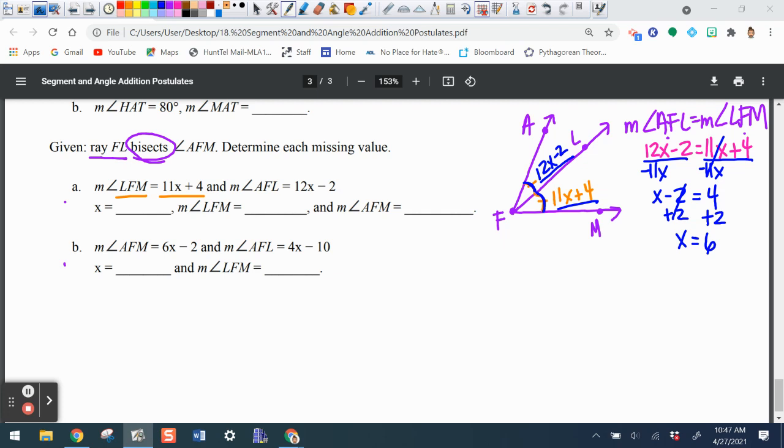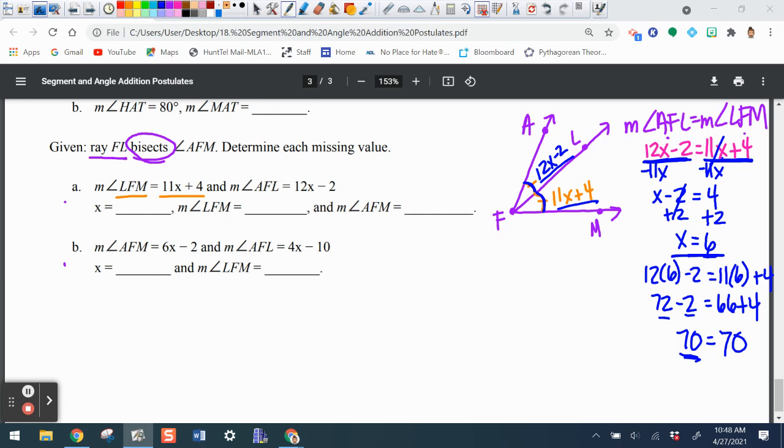Now, just to demonstrate my point, when we plug in 6 for x on this left side, 12 times 6 minus 2, and plug in 6 for this side, 11 times 6 plus 4. Well, 12 times 6 is 72. 11 times 6 is 66. 72 take away 2 is 70. And 66 plus 4 is 70. So that's what we're doing here. We're finding the value of x that really does make this expression equal this expression. So by plugging that in, we just found that the measure of angle AFL and LFM is 70 degrees.